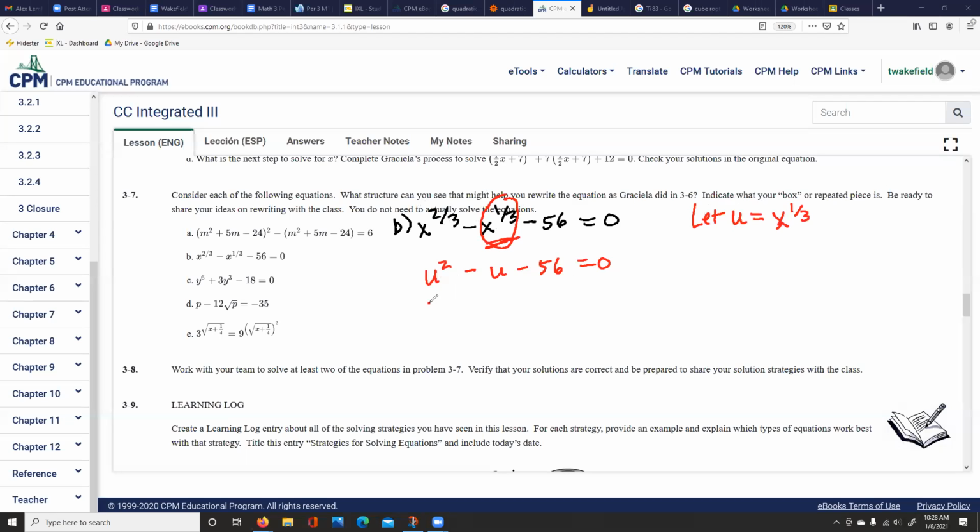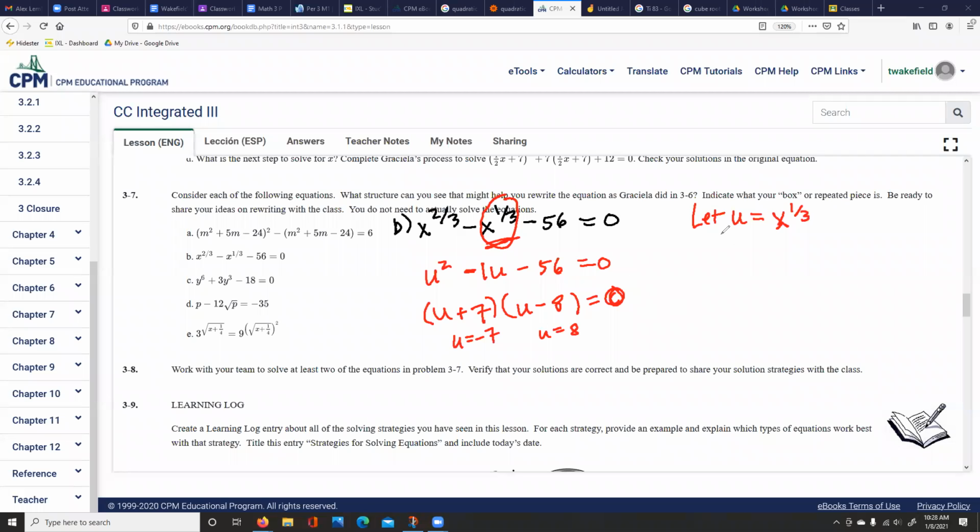So this is going to get us, oh, we can factor because 56 is very factorable, right? So U squared is U times U. 56 is 7 times 8. And then since it's a -1, this is going to be -8, +7. And then we can solve this. Hey, U equals -7, U equals 8.